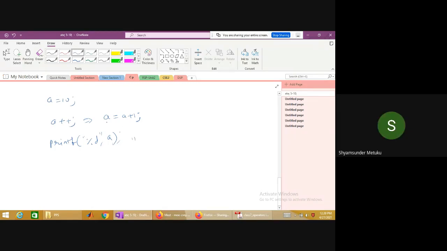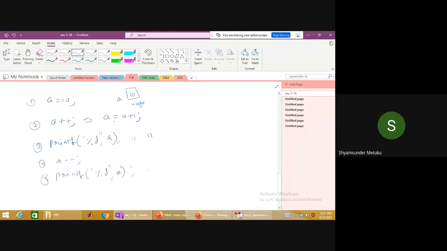Similarly, I can also use A-- followed by printf percentage d, A. Can you tell me what is the output here? 9. You said it is 11, so let me explain. This is a sequence: statement 1, statement 2, statement 3, statement 4, statement 5. In statement 1, I create a memory of 4 bytes with the name A and value 10. Correct? Yes or no?